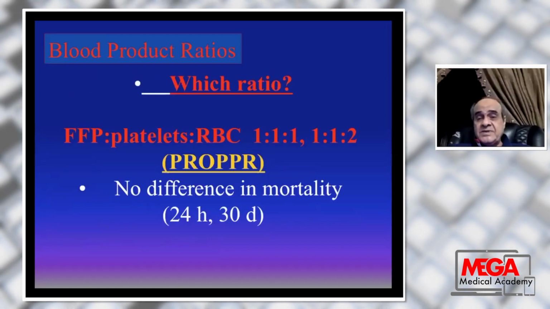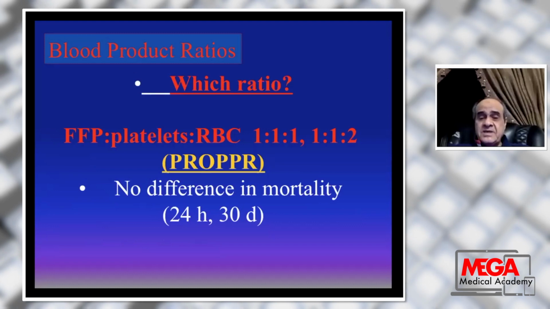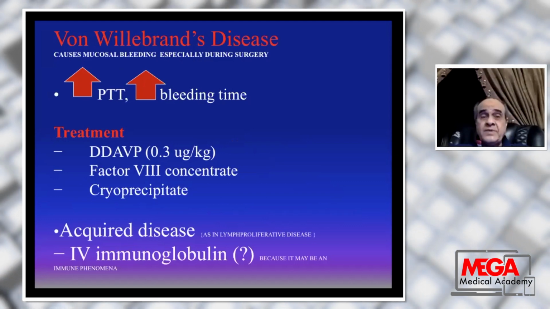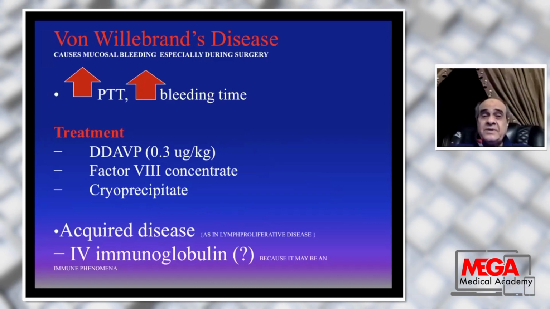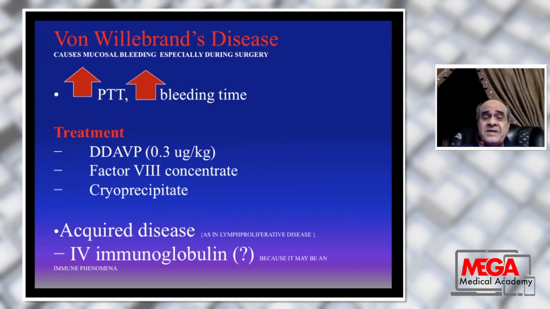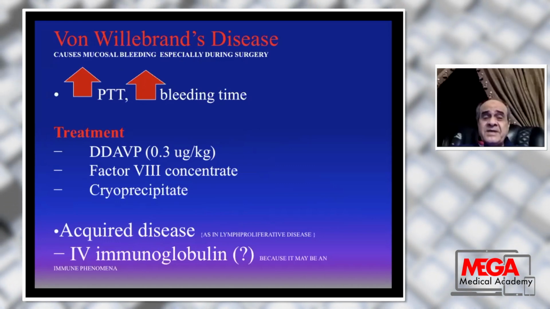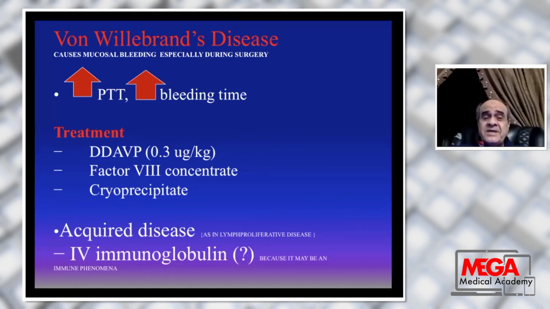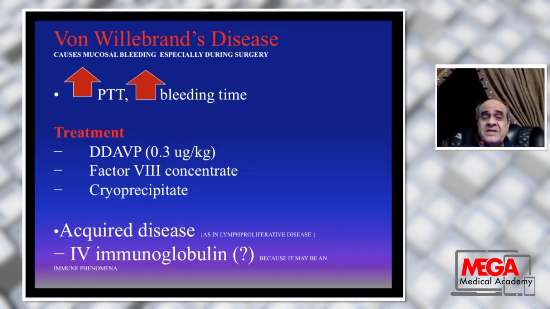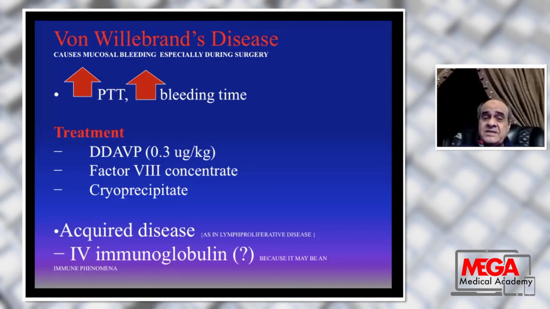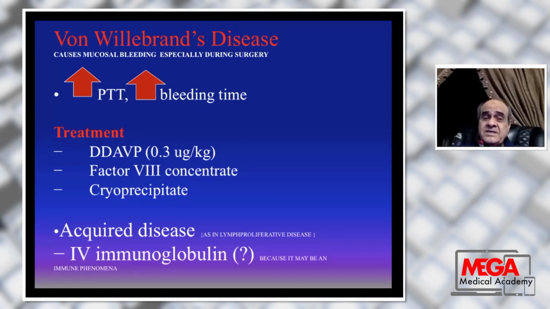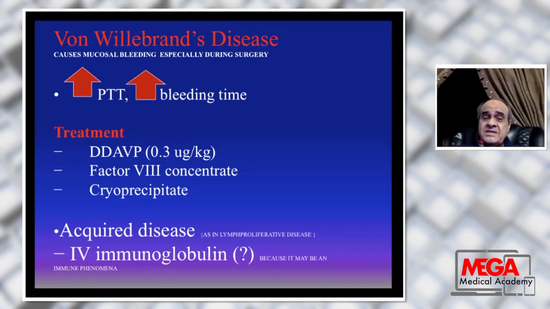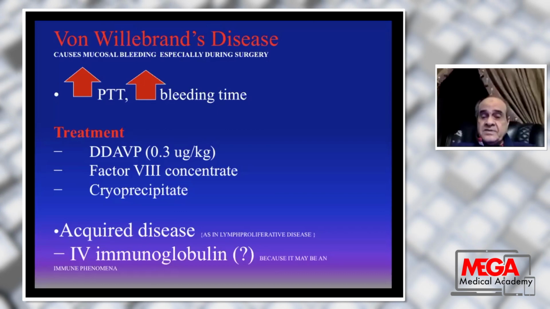Blood product ratio, as we said, 1 to 1 or 1 to 2, with no difference in mortality. Von Willebrand factor disease has 3 types, type 1, 2, and 3, in which we see increased bleeding time, and the treatment here is desmopressin, which is synthetic from vasopressin. We give 0.3 microgram per kg, either nasal spray or IV. If not responding, we can give factor 8 concentrate or cryoprecipitate in such situations.